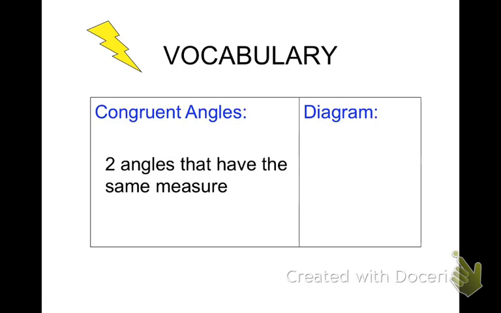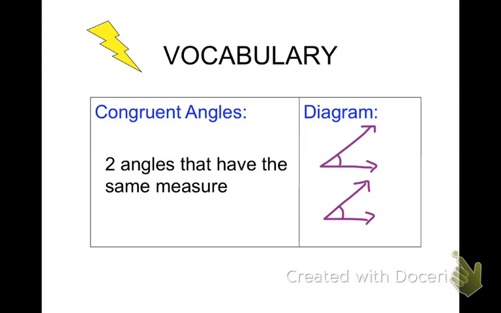So if I had congruent angles, then I have two angles that have the same measure. So in your diagram, draw in two angles that look like they're the same measure. They don't have to be exactly congruent, but we want to try. Just like we had congruent segment markings, what we do in angles is put a little arc in the angle to show congruency.